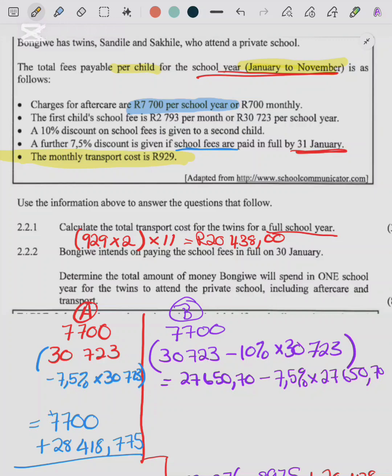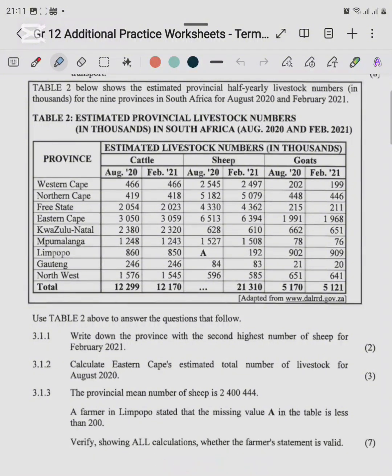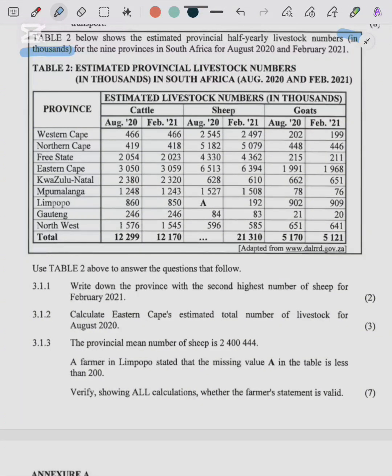Okay, let's move on to question 3. All right, question number 3 was all about the livestock numbers. And the important thing that I want us to notice before you go anywhere in this question is that these numbers are given in thousands. They tell us in the little blurb at the top. They do tell us also in the heading, right? And they tell us in the heading in the table itself as well. So we're actually being told in multiple places about the factors in thousands.